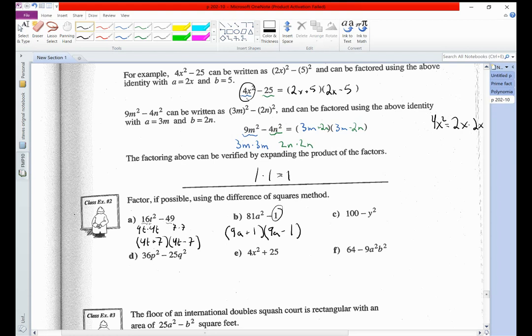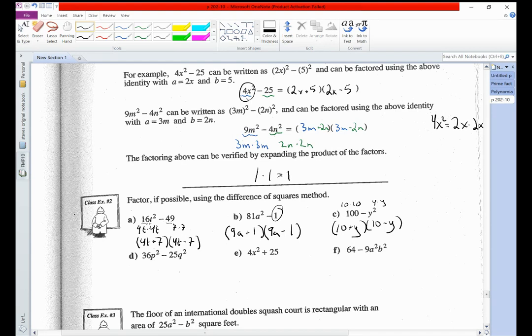What about the next one? 100 minus y squared. Is the first term a perfect square? Yeah, 10 times 10. Is y squared a perfect square? Yep, y times y. So now we can split that into the two factors. We'll have 10 plus y and 10 minus y. Hopefully that's starting to make a little bit of sense.